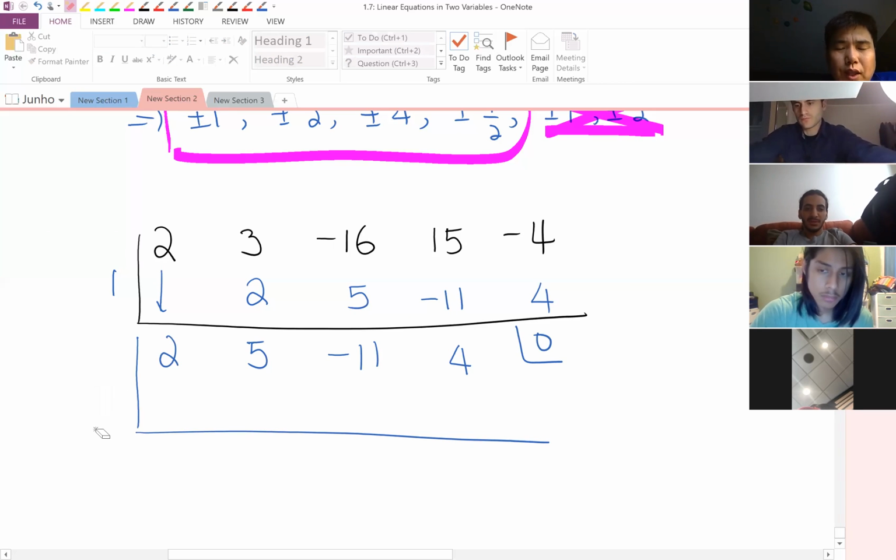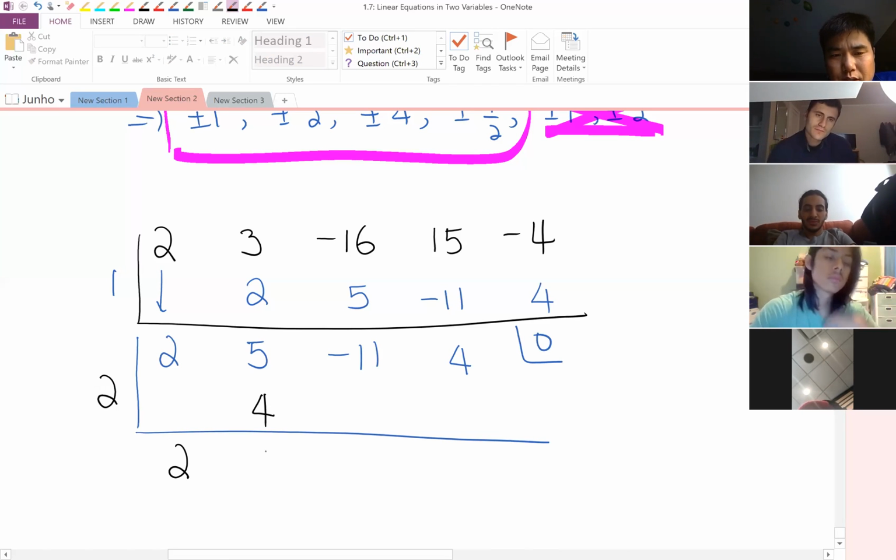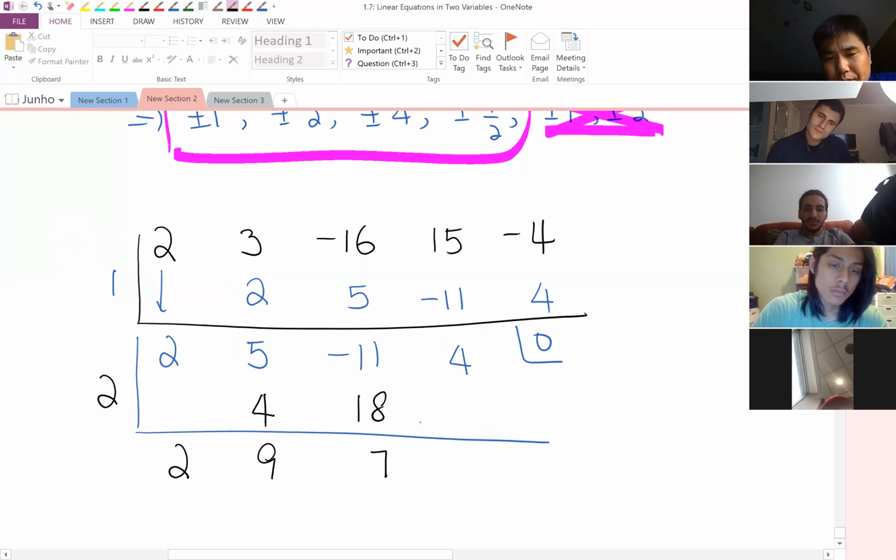Let's see again. So 2 comes down, and then 4, right? Yeah. 9 and 18, and this is 7, right? So 2 times 7 becomes 14. We want to aim to find this equal to 0, but it is actually 18, so it's not working. That's how we confirmed.